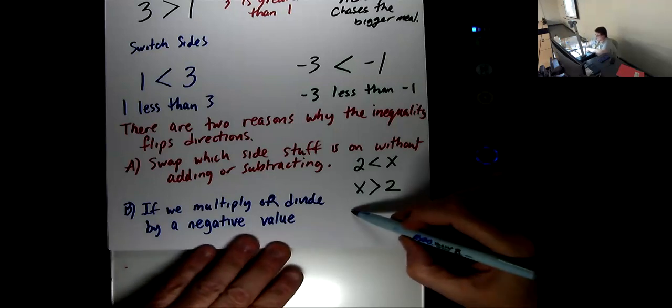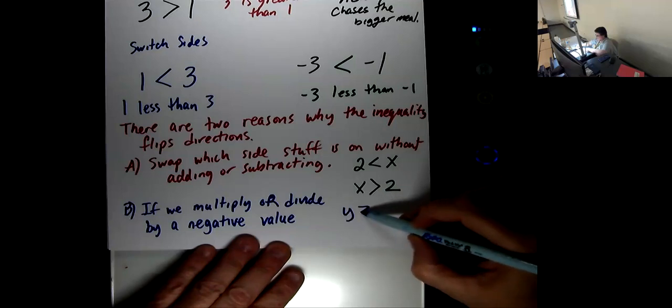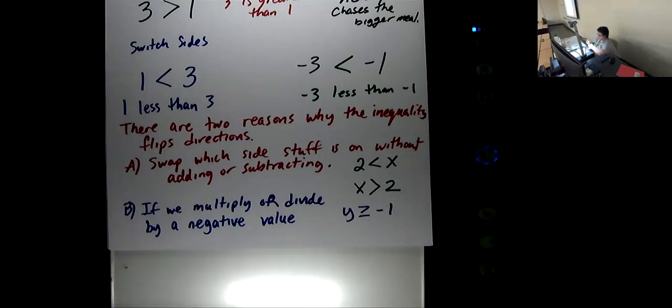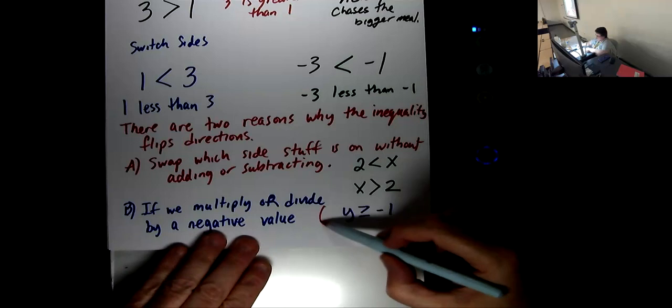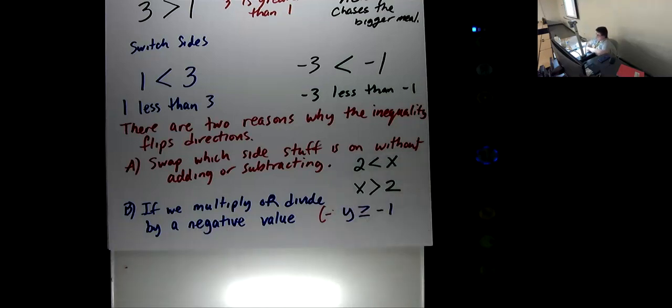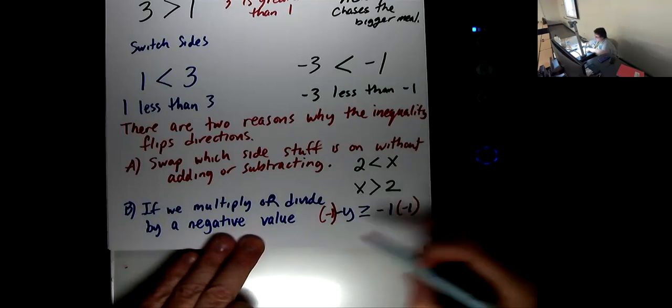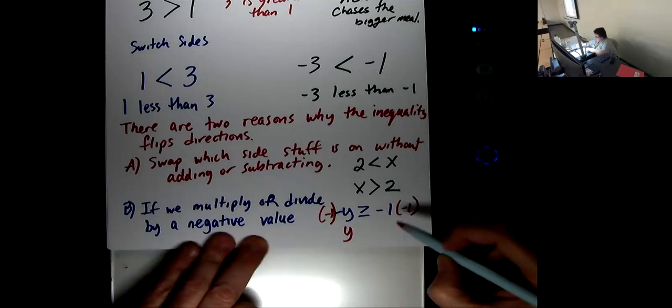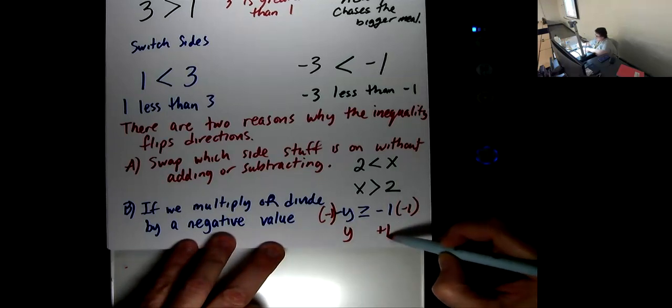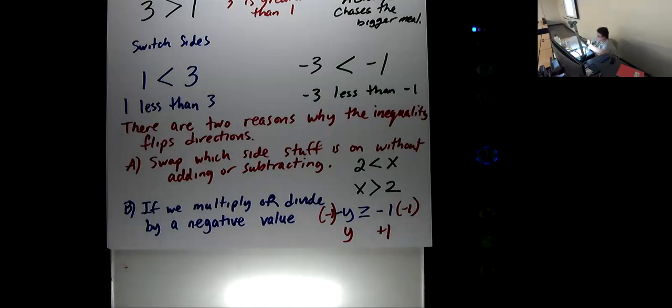So if I had y is greater than or equal to -1, and I multiply both sides by negative, well, let's start this the other way. Let's say negative y is greater than or equal to -1. That would be more of a reason why I would do it. I don't want the negative sign in front of the y, so I can multiply by -1, or I could divide by -1. But this is going to make this a positive y. This is going to make this a positive 1. And now the alligator has got to flip directions.